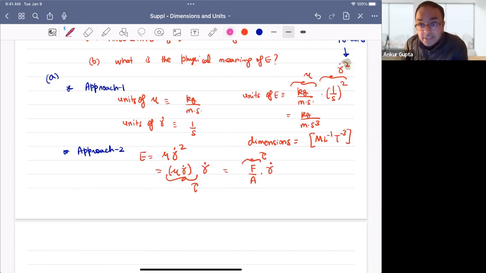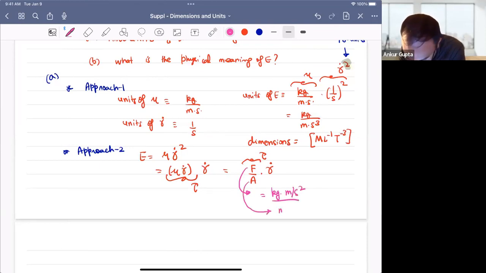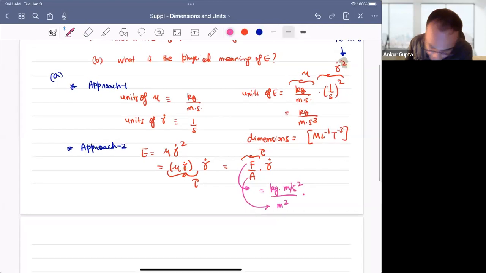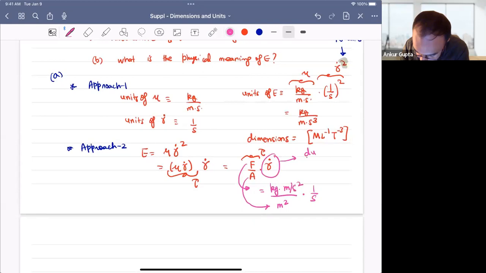Now, force we know is mass times acceleration. So this becomes mass, which is kg, times acceleration, meter per second square, divided by meter square, and then gamma dot is second inverse, or 1 by second. Even if you don't remember gamma dot's formula, always remember that gamma dot was du by dy, so change in velocity by change in length. Velocity was meter per second, and delta y was meter. So that's why we got 1 by second.